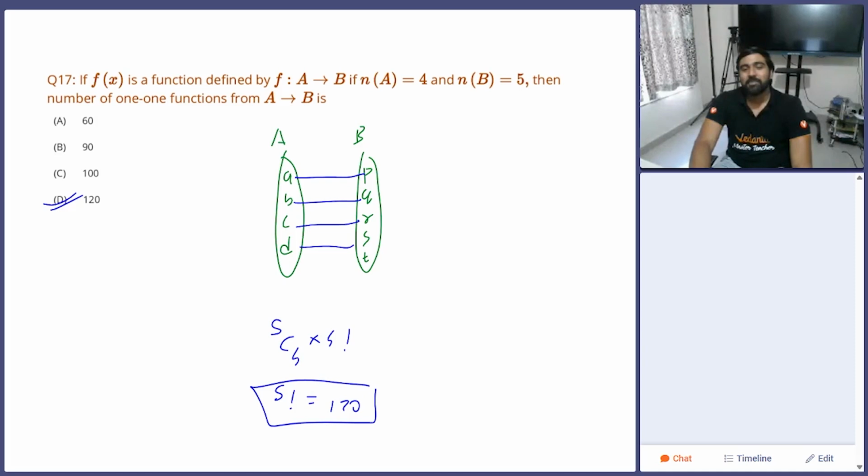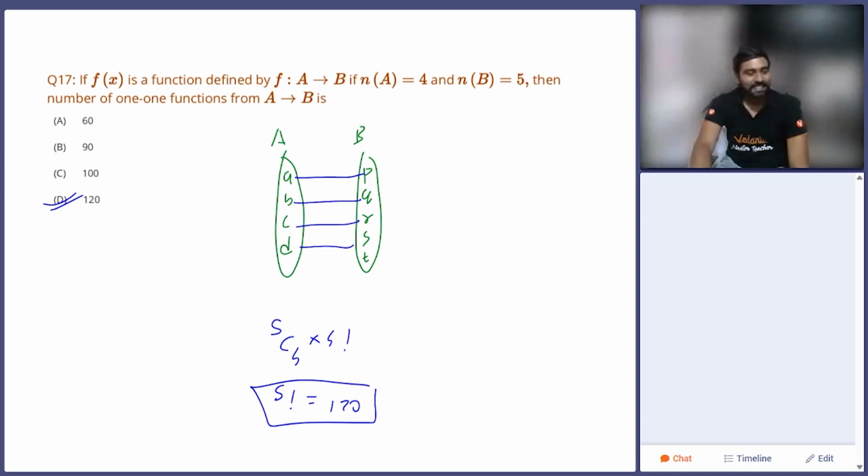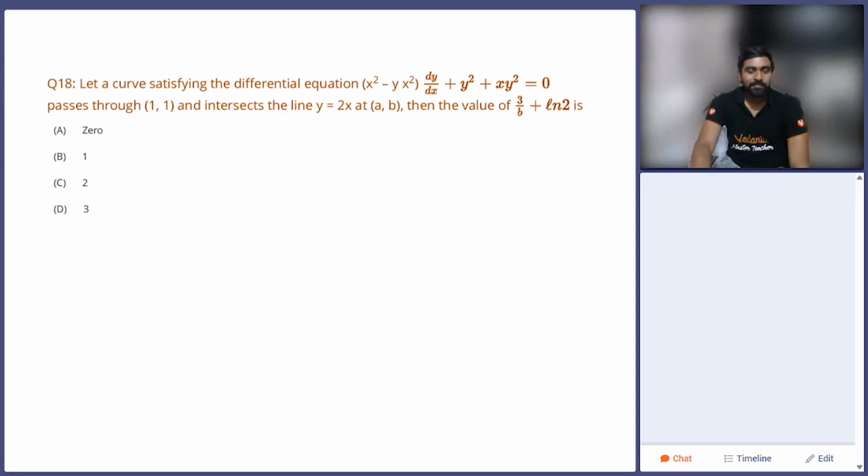Okay, everyone? Hope the idea is clear. Very simple, plain, straightforward, basic logic wala question. That's it. Wonderful. Moving on. Let's have a look at the next one. What do we have over here?